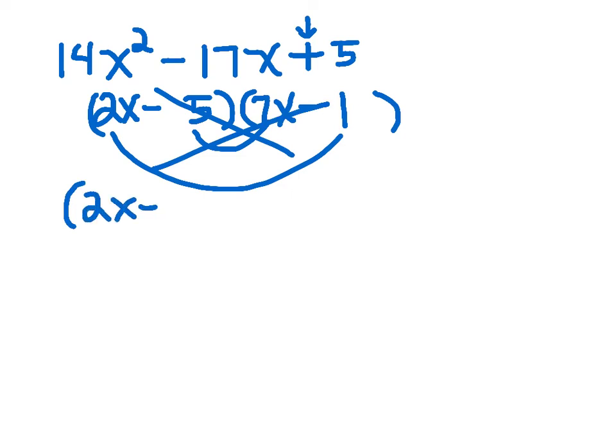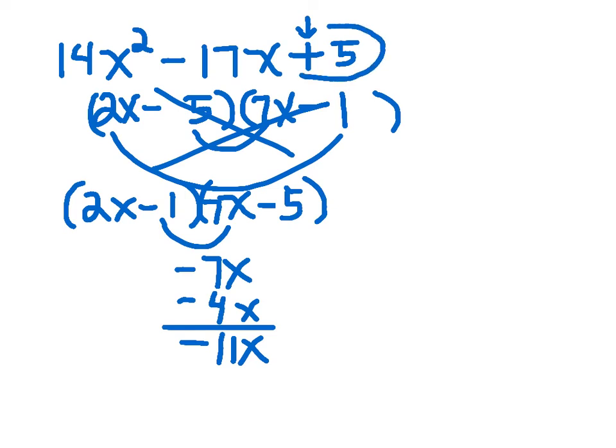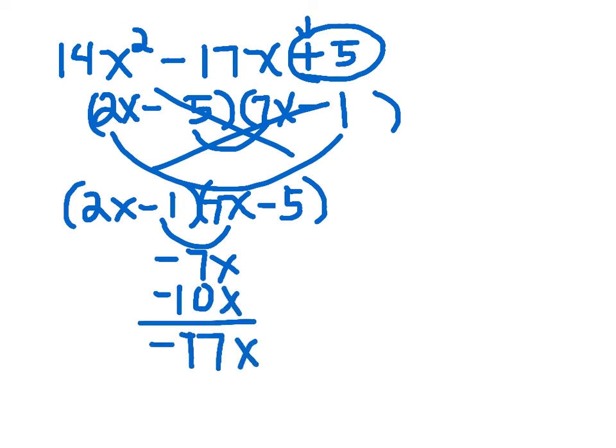So I'm going to try 2x minus 1 and 7x minus 2. This gives me negative 7x. What's going on? And this is negative 4x, so that's negative 11x. And, oh, what am I saying? I'm sorry, this is supposed to be a 5, because we are looking for numbers that multiply to 5. So let's erase this and say, this is negative 7x, this is negative 10x, that's negative 17x, and that's right.